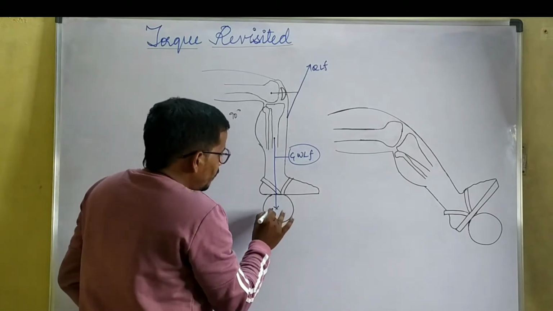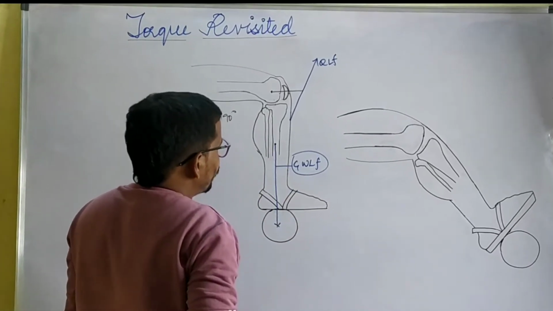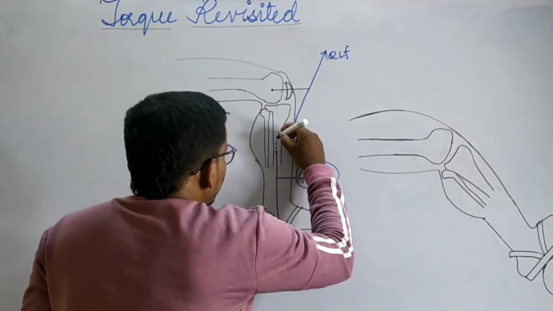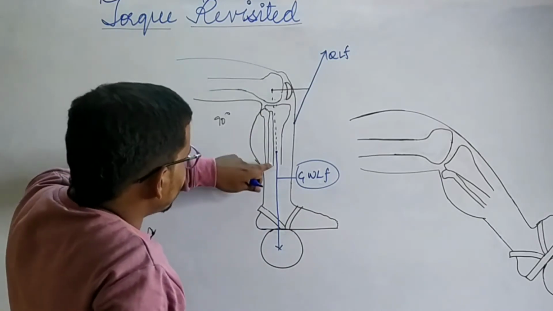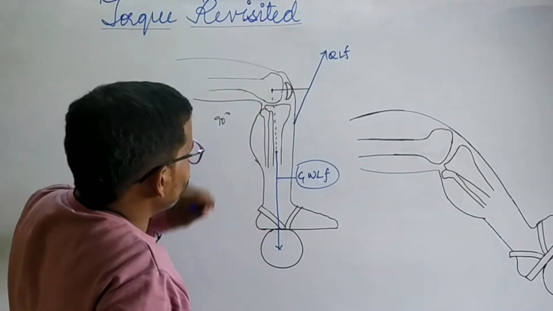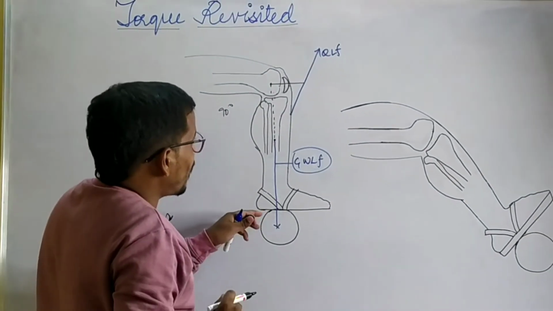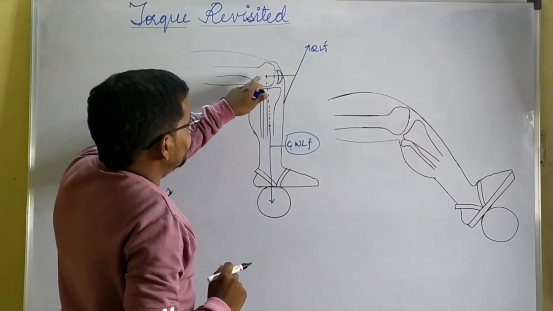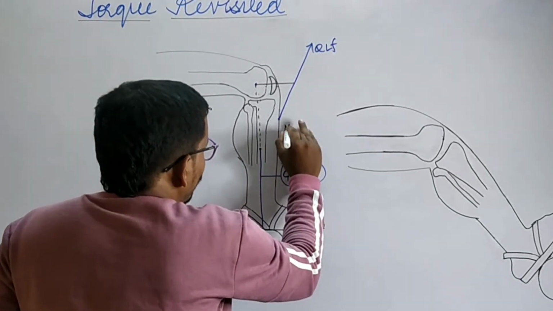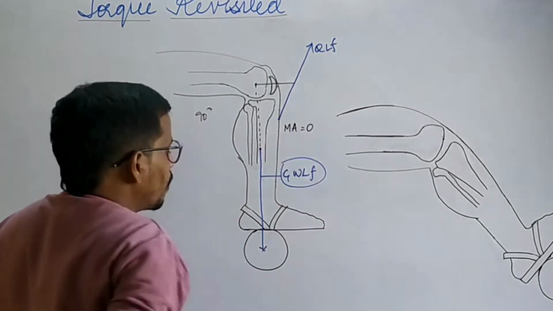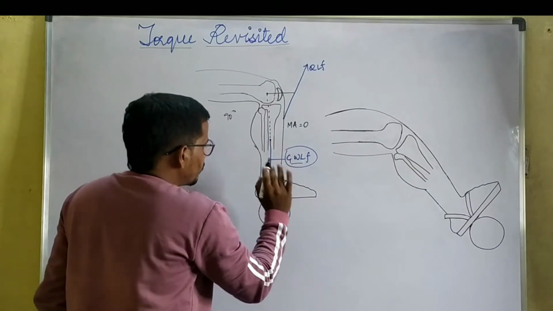Now we will locate the moment arm of the gravity weight force of the leg-foot segment. If we extend this line, this force vector intersects the joint axis. Whenever a force vector's line intersects the joint axis, its moment arm is said to be 0. Hence the moment arm of the gravity weight force of the leg-foot segment is 0.